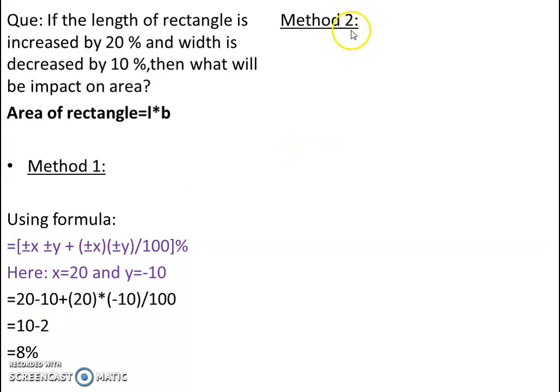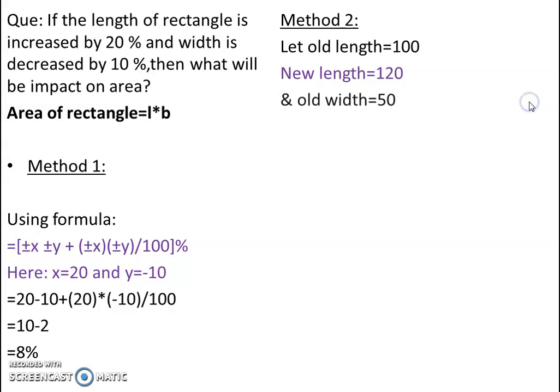Now we will see method 2. In method 2 we will assume the old length to be 100, as there is an increase of 20% in length. So 20% of 100 will be 20. So new length will be 100 plus 20, and that is 120. Now we will assume width, and we are assuming it 50. As this is a rectangle, we are assuming it with a different value, not 100.